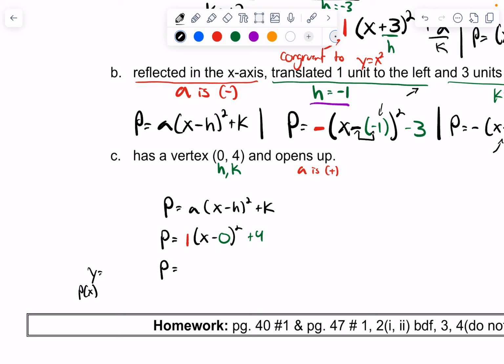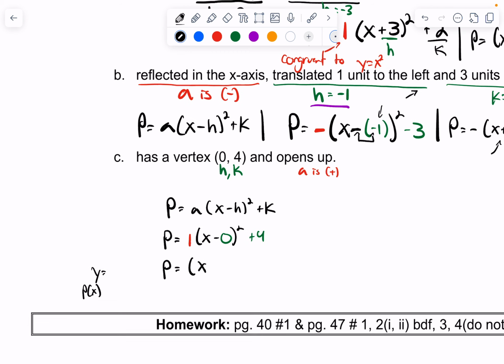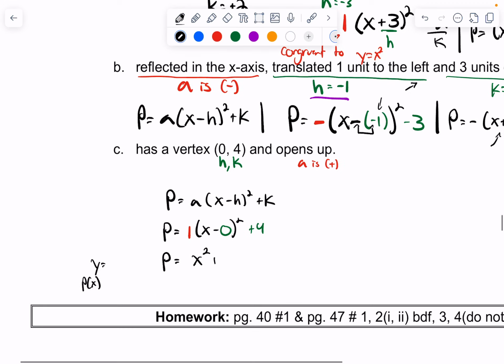That's P is, well, 1 times anything. You don't have to write the 1. X minus 0 is just x squared. So you actually don't even need these brackets. Just x squared, and then plus 4. And there's your final answer.